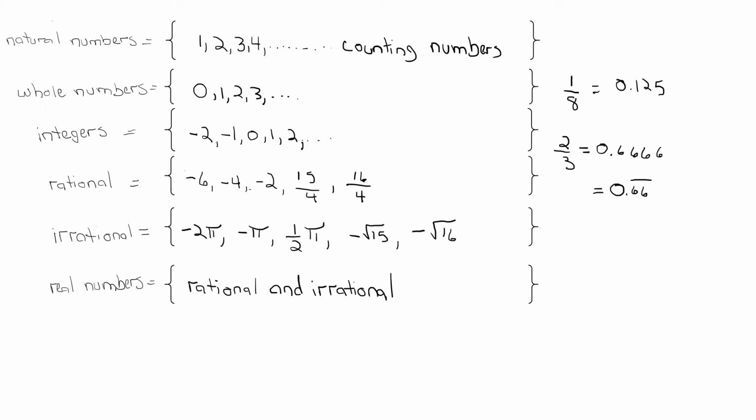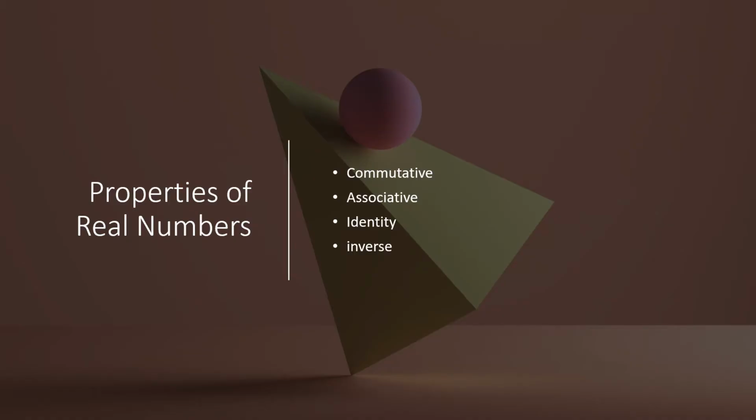Now, real numbers also have properties. There are some characteristics of real numbers that we have found to be true. Okay. So let's get into the properties. Let's go over the properties of real numbers. We have the commutative, associative, identity, and inverse. All of these are properties of real numbers.